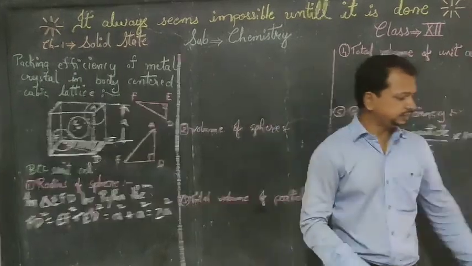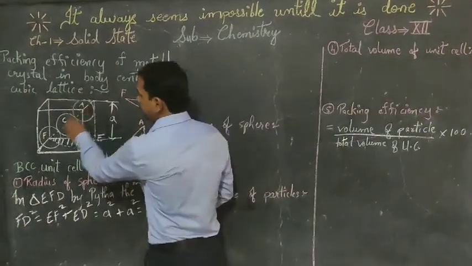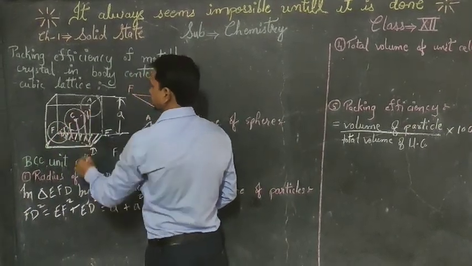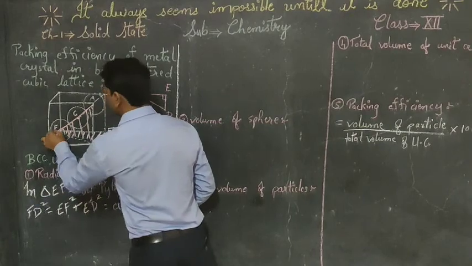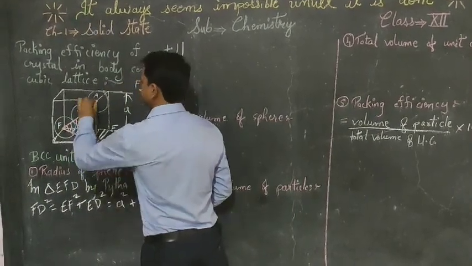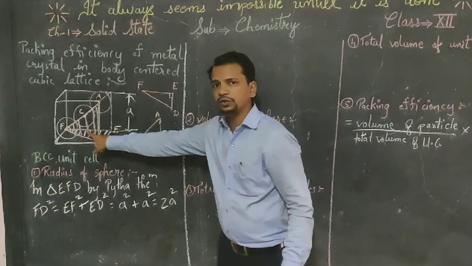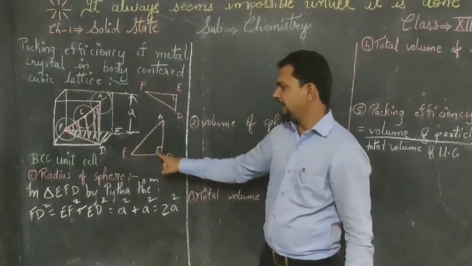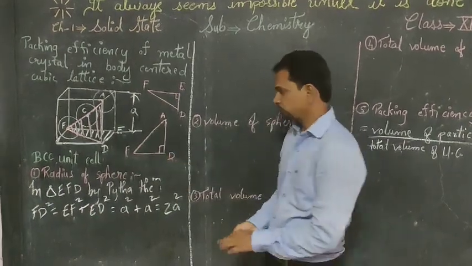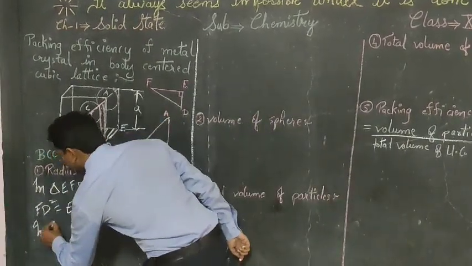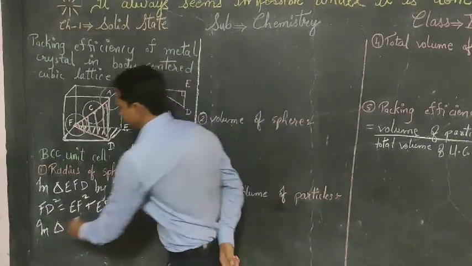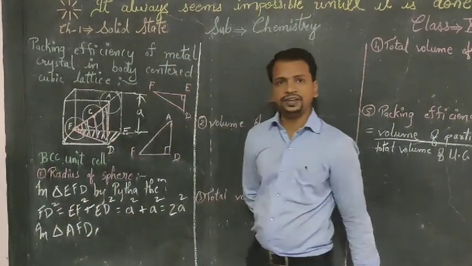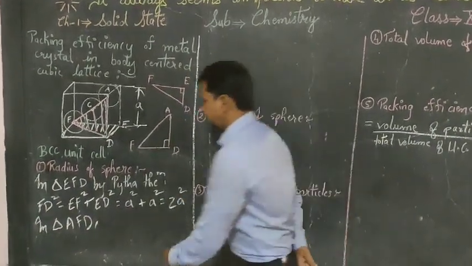Another triangle in this diagram is triangle AFD. You can see this triangle. For your convenience, I am drawing it over here, AFD. In this triangle, angle D is 90 degrees. So now I will write, in triangle AFD, again what will we do? We will apply Pythagoras theorem.